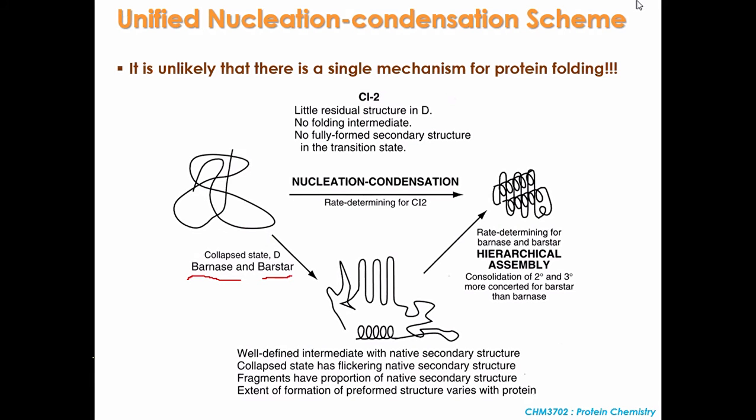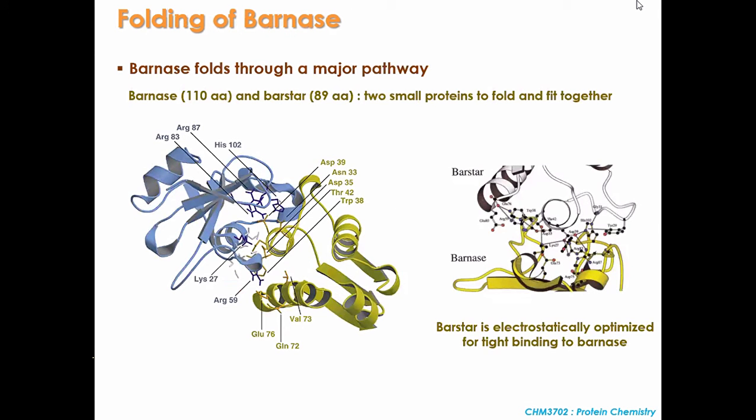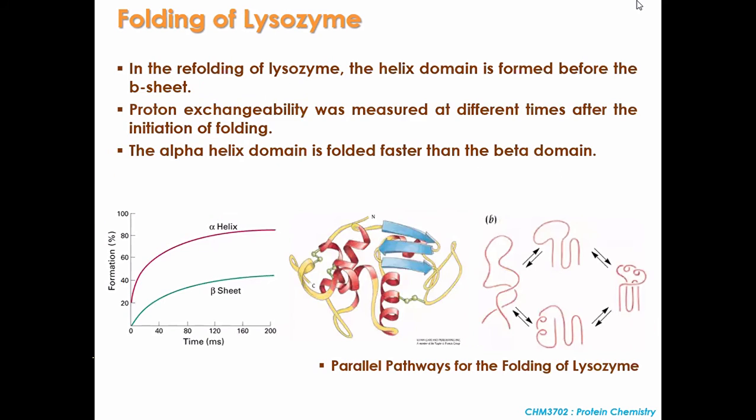So this is how the protein looks like. Yeah? So this is the Barnase, yang besar ni. Yang kecil ni is Barstar. Yeah? Two small proteins to fold and fit together. This is another example. Lysozyme. Lysozyme is small protein. Yeah? They fold by a different pathway. So the way they fold is they form alpha helix first, followed by beta domain. Then they fold. Yeah. So the way they fold basically based on the hydrophobic collapse model.